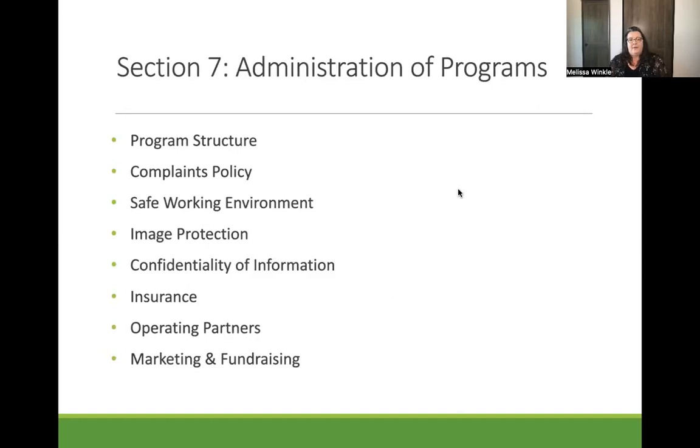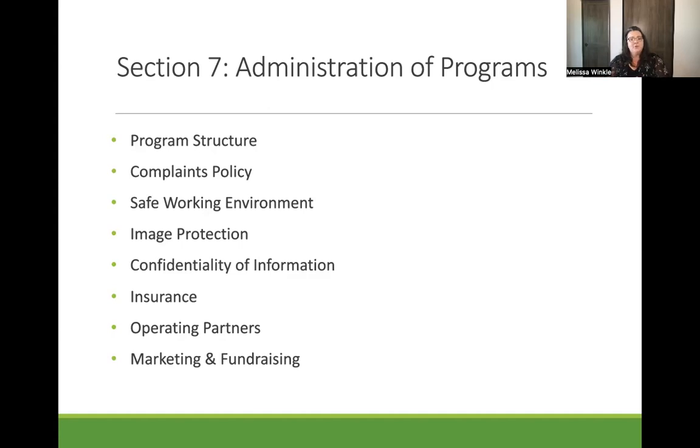The guidance that we offer in our standards and competencies for administration of programs covers general program structures, making sure that there is some sort of a complaints policy, making sure there's a safe working environment for therapists, for animals, and for participants, image protection, confidentiality of information, insurance, and making sure that it is the right insurance. Professional liability is not necessarily what will cover animal-assisted interventions or animal-assisted services. So you've got to make sure, and we'll cover this a lot more as we head down the line, but we want to make sure that we offer that kind of guidance.